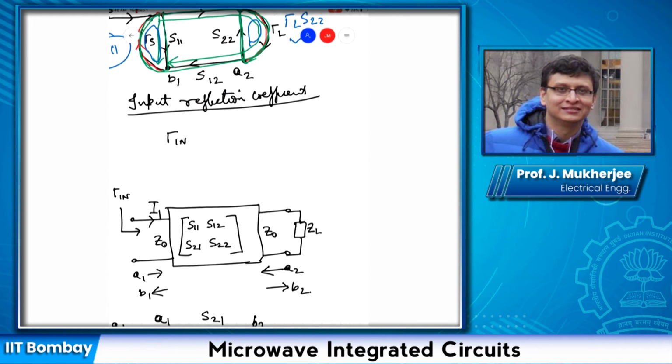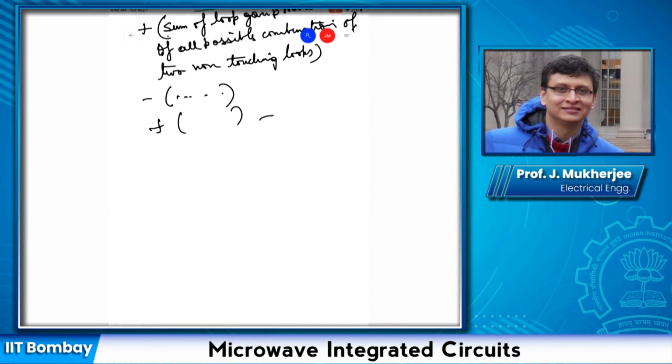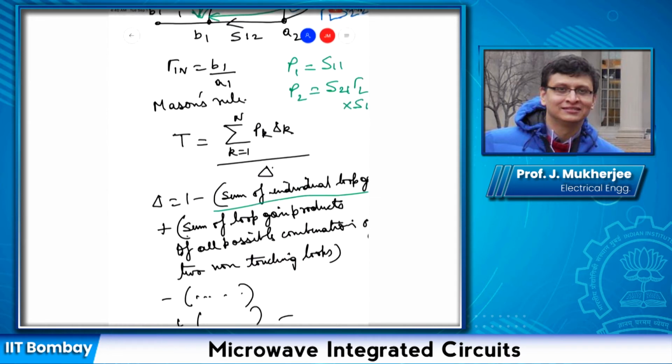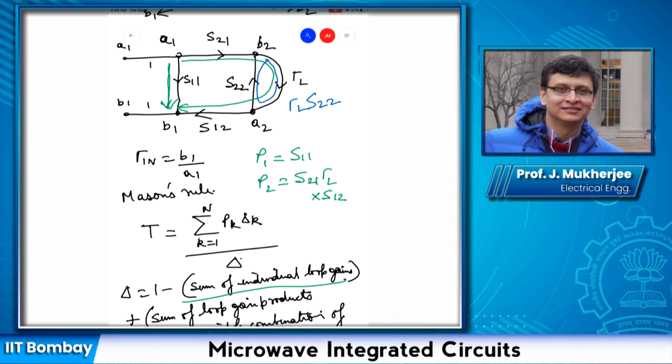And I would just like to state one more thing, there is one more loop, see this one. So there are actually three loops. Out of these three, this loop and this loop, they are non-touching loops. Okay, in our case for this circuit, if we go back, there is only one loop and there are no two non-touching loops.